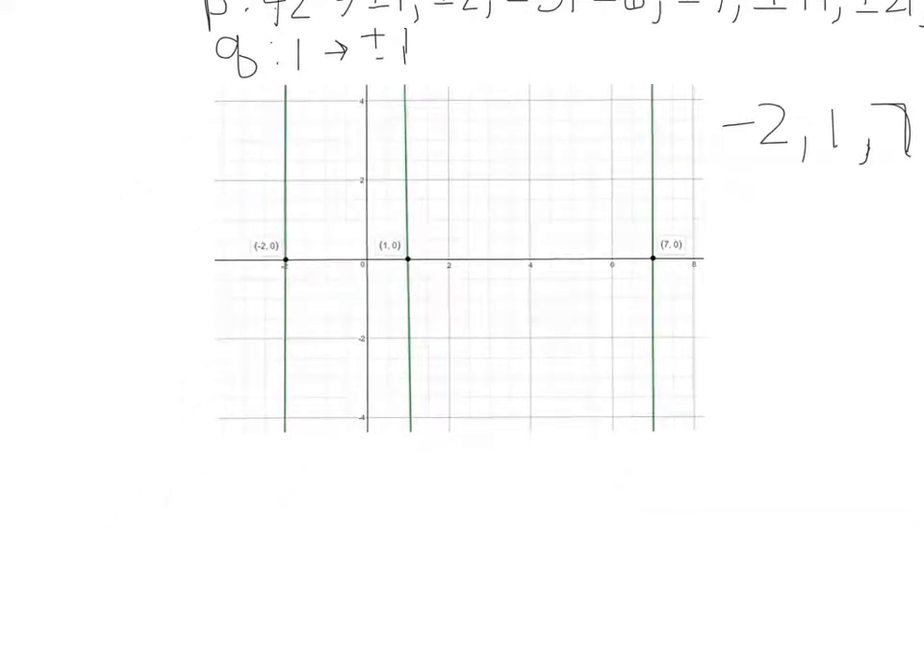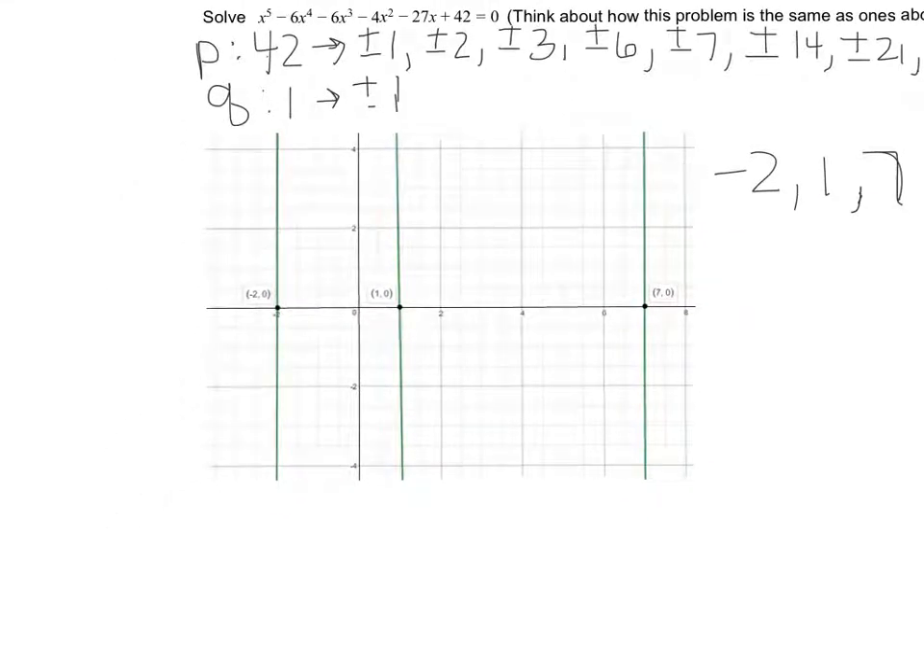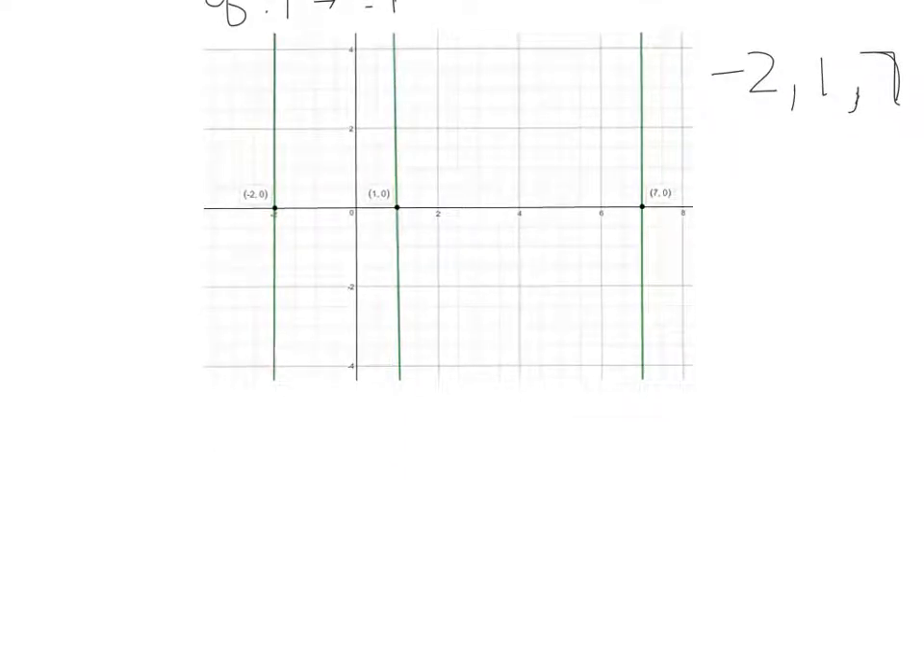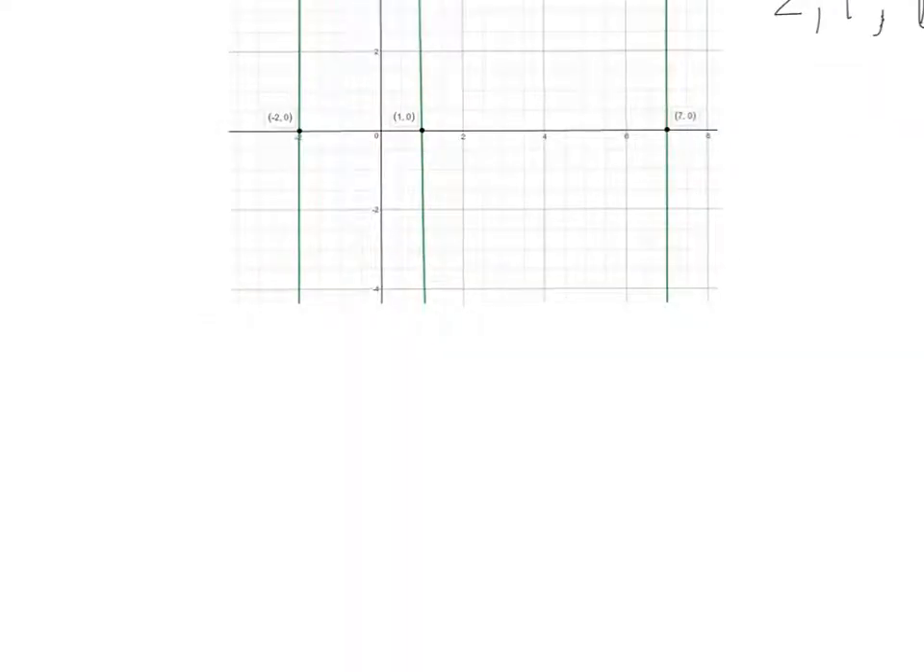So let's first start with -2 in synthetic division. We have -2. Then we put our coefficients, which are 1, -6, -6, -4, -27, and 42.